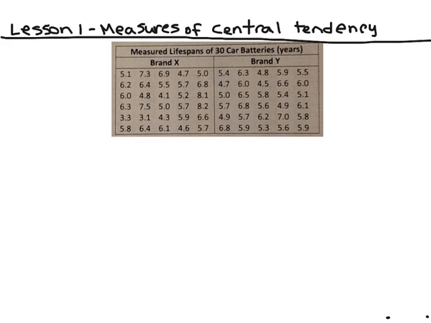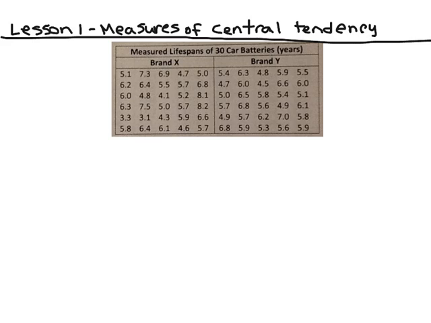So you're buying a car battery, and two brands are priced the same. This is data of how long the car batteries last in years of 30 batteries of each brand. Find all the measures of central tendency to compare the data. For these comparisons, determine which battery you would buy.